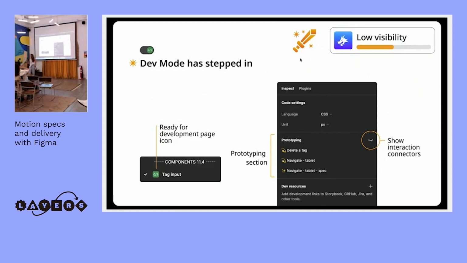We actually put some of our developers working with dev mode because it's free now, and we really wanted to have their feedback to know if it's something worth pursuing. One of the things that dev mode brought for prototyping was this show interaction connectors, which basically is show me the blue lines, and that really helped our developers. Also, they have a prototyping section all dedicated to that. So again, more visibility. And the little ready for development page, which really helps them knowing what's ready.